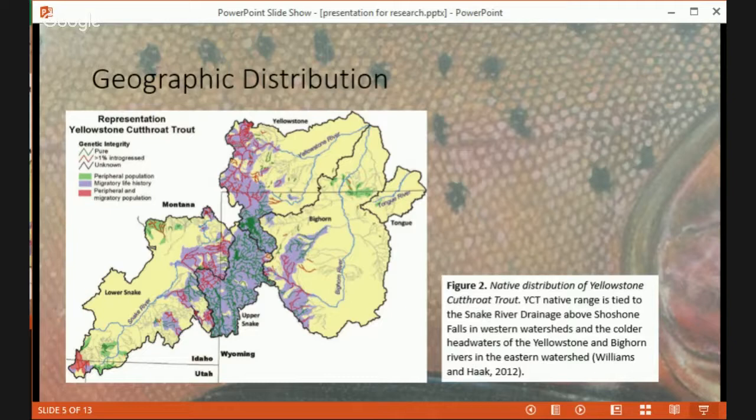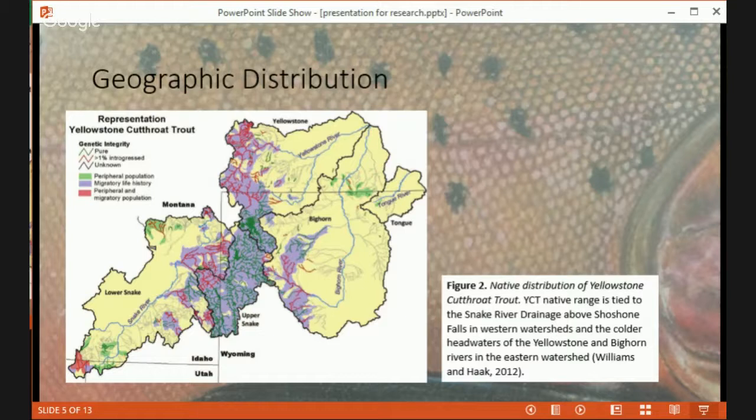The geographic distribution of cutthroat trout varies a lot. There's a lot of different subspecies of cutthroat. There's several different clades, and they're distributed in different places from Alaska almost all the way down to Mexico.